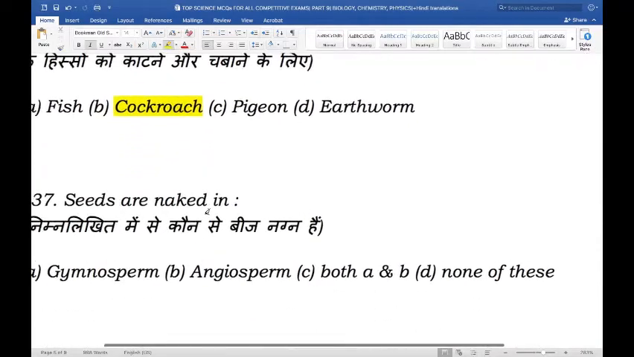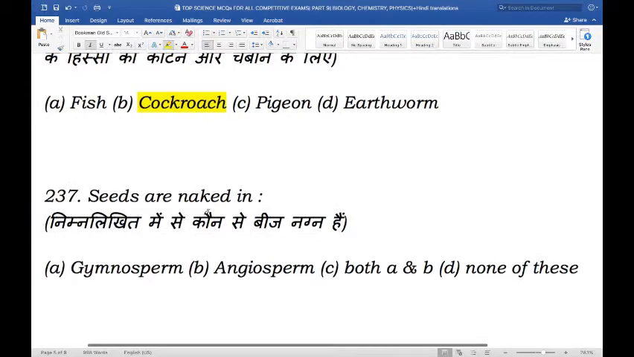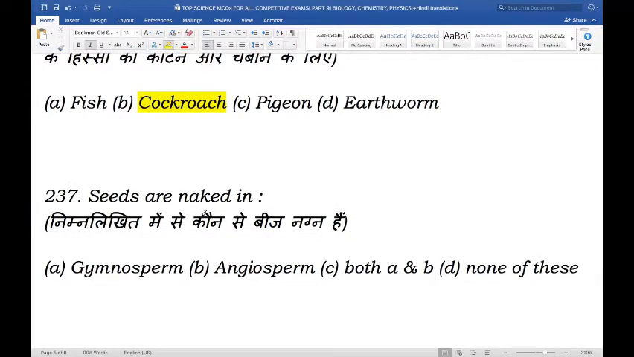Next question. Seeds are naked in. Is it A, gymnosperm, B, angiosperm, C, both gymnosperm and angiosperm, or D, none of these? So seeds are naked in gymnosperm. The word gymnosperm means naked seed, which means that seeds are not enclosed inside fruits. So an example of gymnosperm is pinecone.